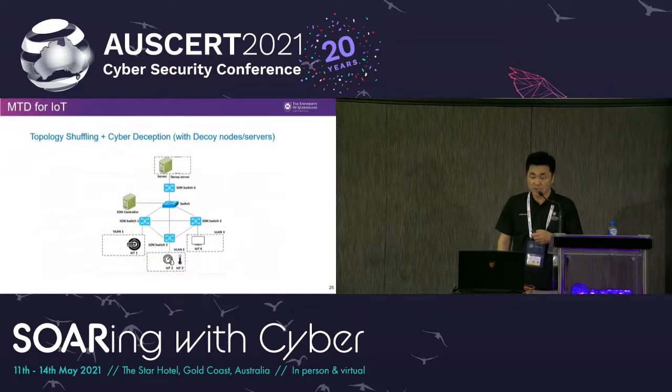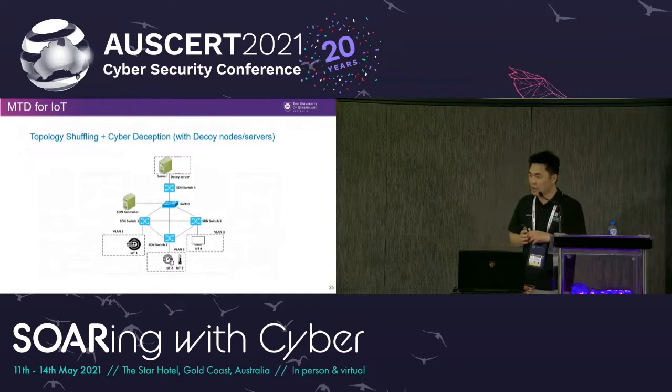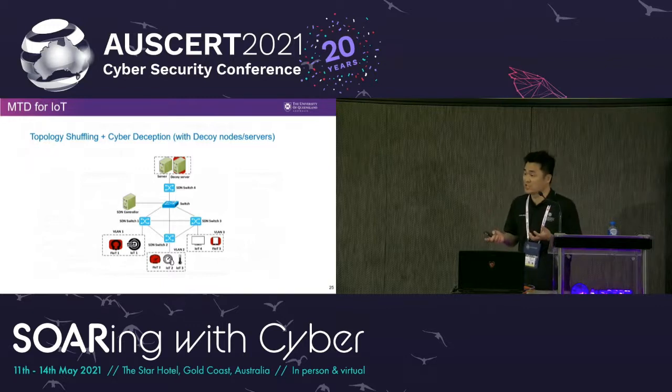And the last one I want to introduce is how we can apply MTD to the IoT. Here, we combine the MTD technique with cyber deception. This shows a very simple IoT network, and you can see that there are multiple subnets represented as dotted rectangles. And then we can put in some deception nodes. These decoy nodes or deception nodes can be low-interaction decoy nodes or maybe high-interaction decoy nodes.